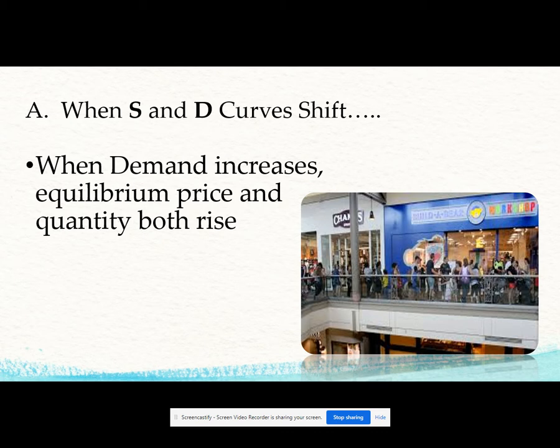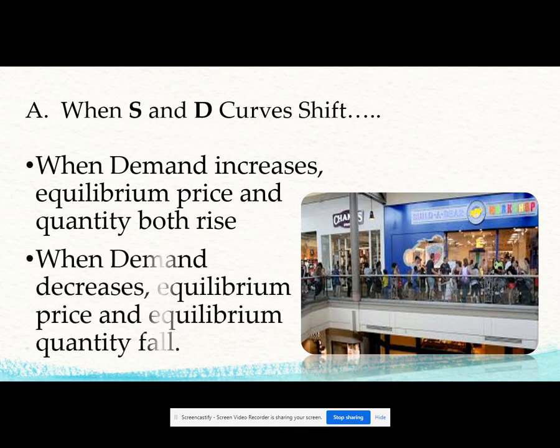We all know that because when everybody is after something, everybody wants the latest iPhone, everybody wants the latest new TikTok craze, whether that's a makeup product or a pair of shoes, what happens to the price of those things? They end up going up because everybody wants them. Also, the equilibrium quantity is going to rise. That makes sense because if more people are demanding it, then the quantity demanded is going to go up. When the demand decreases, obviously, equilibrium price and equilibrium quantity fall.